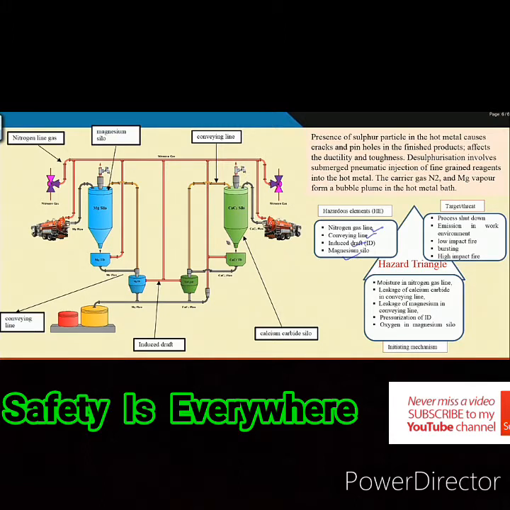So, what are the initiating mechanisms? Moisture in the nitrogen gas line, that is not desirable. Leakage of the calcium carbide conveying line, that is not desirable. Leakage of magnesium in the conveying line, pressurization in the induced draft, oxygen in the magnesium silo. These are a few initiating mechanisms, and ultimately all those things lead to different kinds of threats like process shutdown, emission in the work area environment, low impact fire, then bursting, high impact fire.